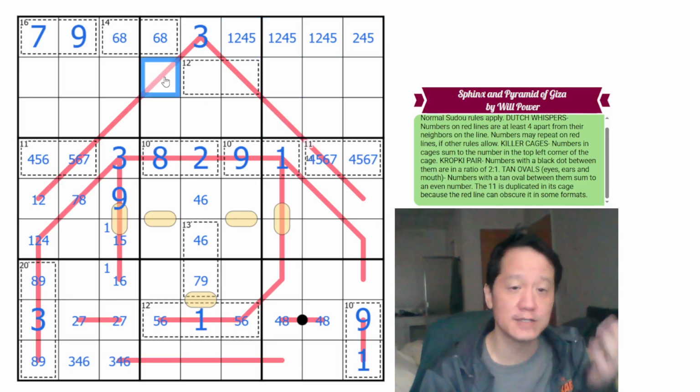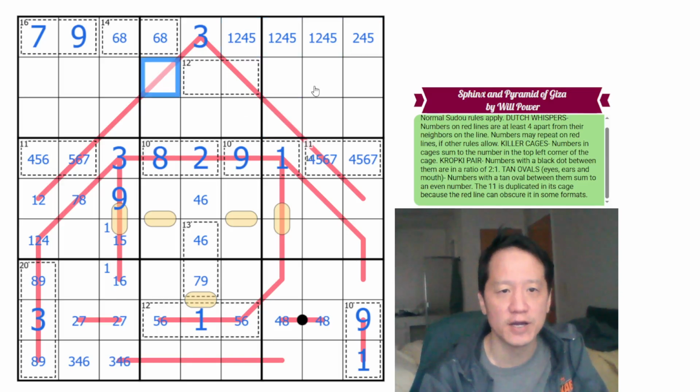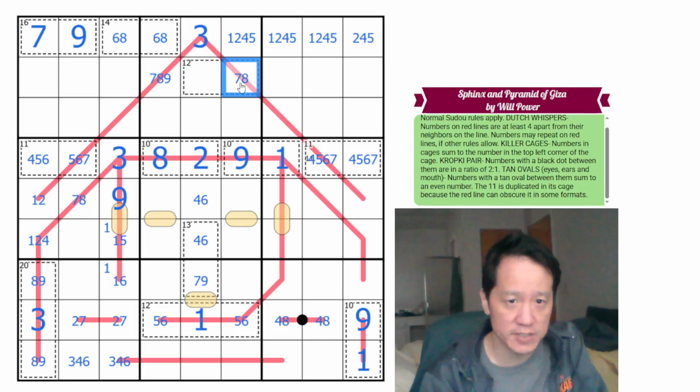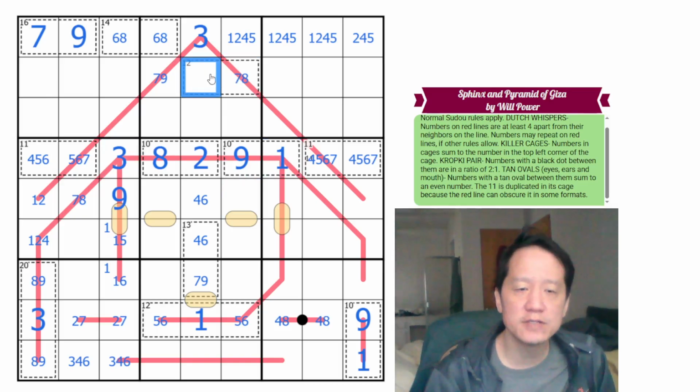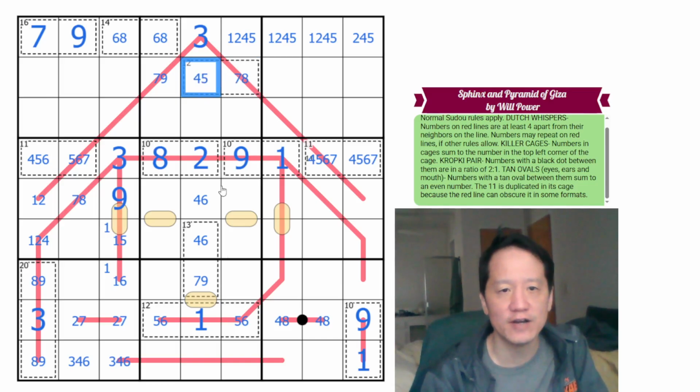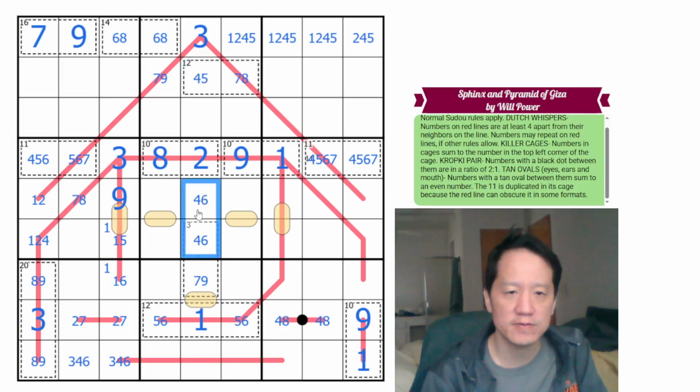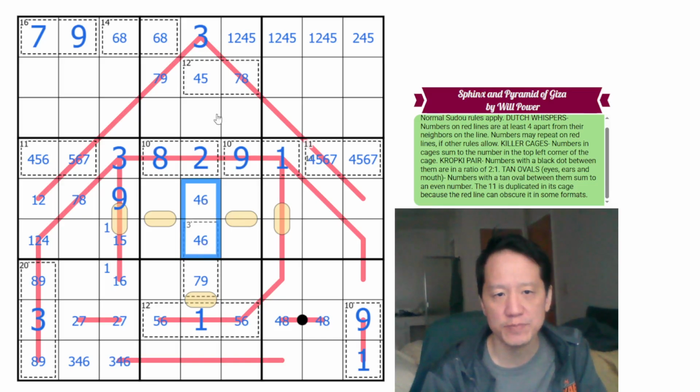3 can be, as I told you, next to a 7, 8, or 9 on a Dutch Whisper line. So this is 7, 8, or 9. This is 7, 8, or 9. This can't be 9, and this can't be 8 because of those digits here. Since this is 7 or 8, this digit with that digit has to add up to 12, so this is either 4 or 5. But if this was 4, that would eliminate one of the possibilities in this 4-6 pair, which would break normal Sudoku rules. So this can't be a 4.